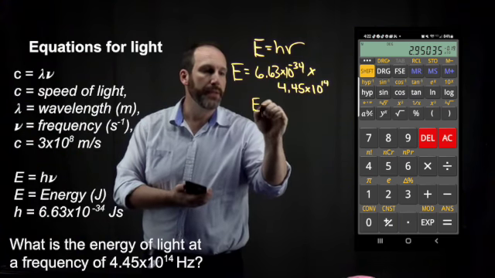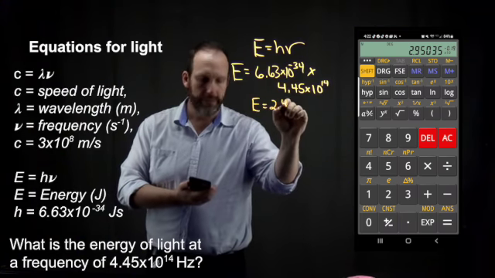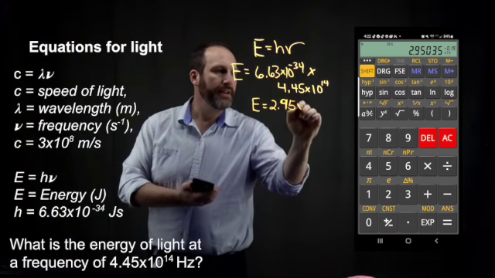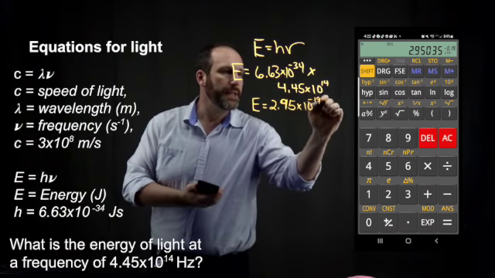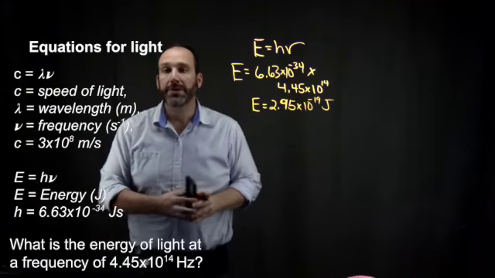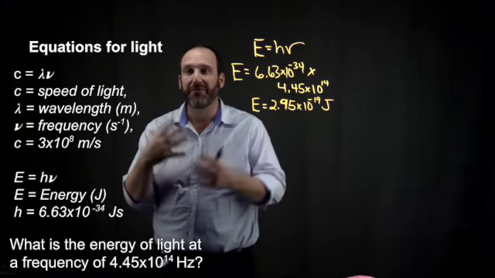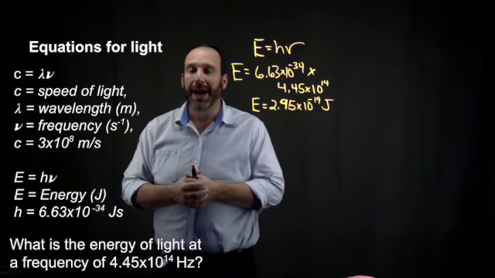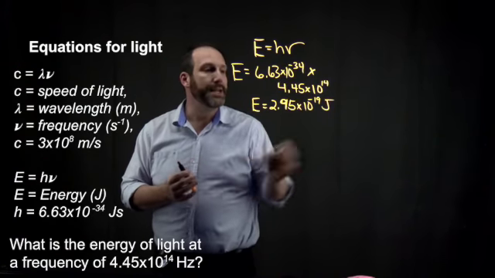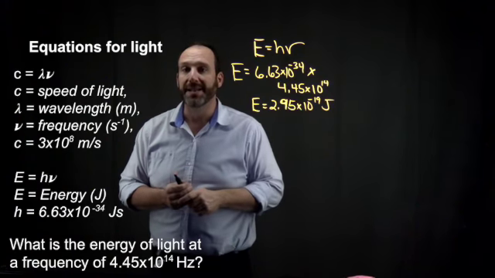So energy is equal to 2.95 times 10 to the minus 19 joules. And so for visible light, the frequency of visible light tends to be in the 10 to the 14th hertz range, and the energy of visible light is in this kind of 10 to the minus 19 range.